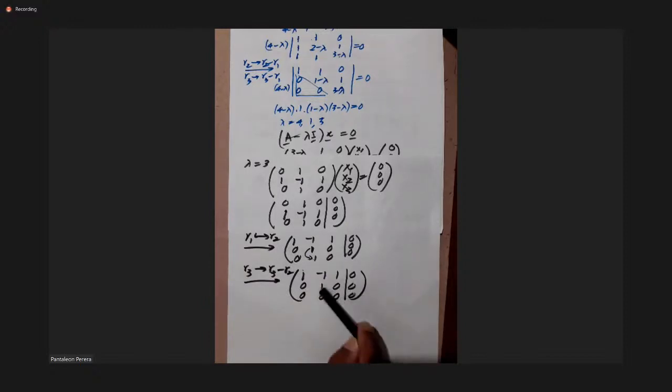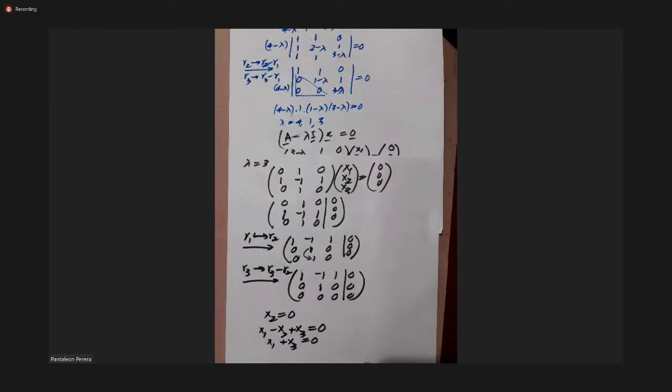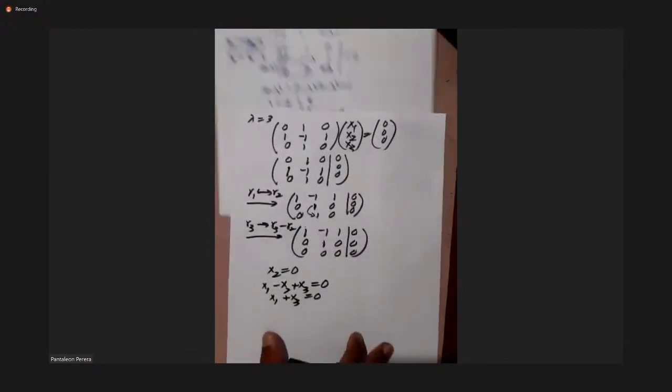This is okay. x2 is 0. Look, this means 0 x1 plus x2 plus 0 x3 is 0, so x2 is 0. That's easy. Now this one says x1 minus x2 plus x3 is 0. Since x2 is 0, you have one equation with two variables. Your rank is less than 3 here. Therefore, definitely, you have one equation less in your arsenal.